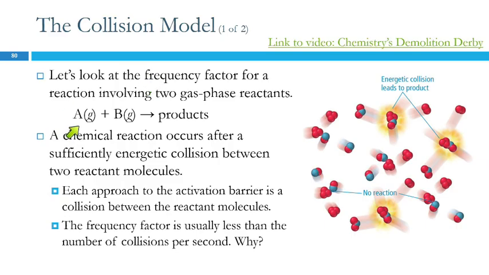So if we think about two gas phase reactants reacting to produce products, the chemical reaction will happen after a sufficiently energetic collision. So the molecules have to collide with each other, right? Because this one cannot react with that one, right? They're separated from each other. But not only do they have to run into each other, but they have to have enough energy to react. That activation barrier, they have to have enough energy.